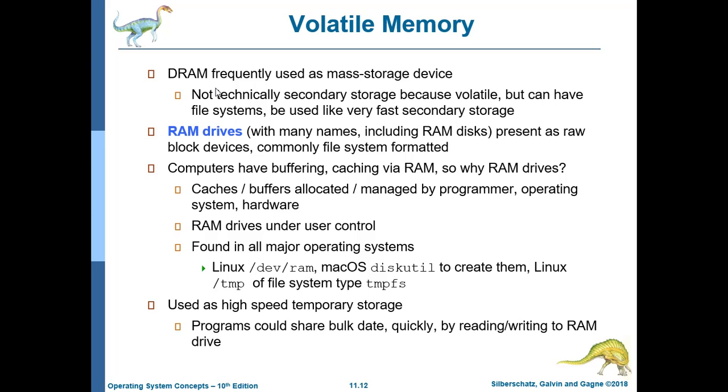And it is also found in all major operating systems. For Linux, it can be found using the path /dev/ram, on Mac OS, diskutil is used to create them, and on Linux, /tmp uses the file system type tmpfs. Volatile memory is also used as high-speed temporary storage, so programs can share bulk data quickly by reading or writing to a RAM drive.